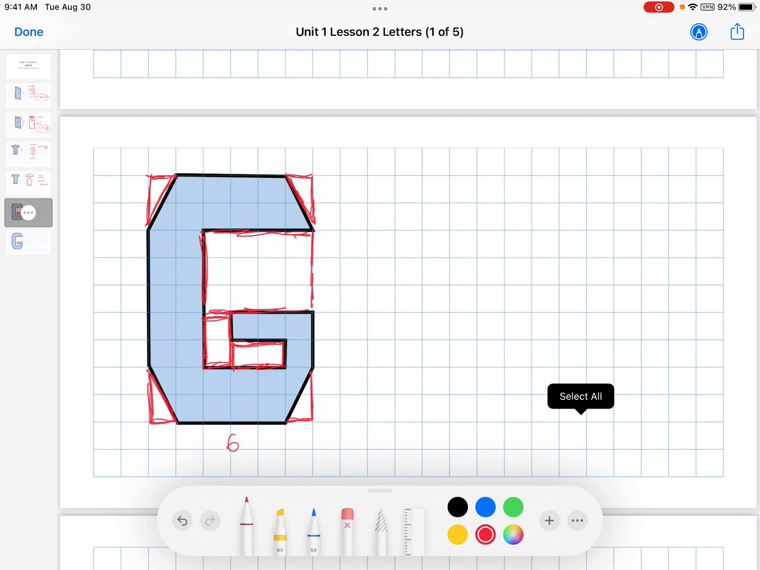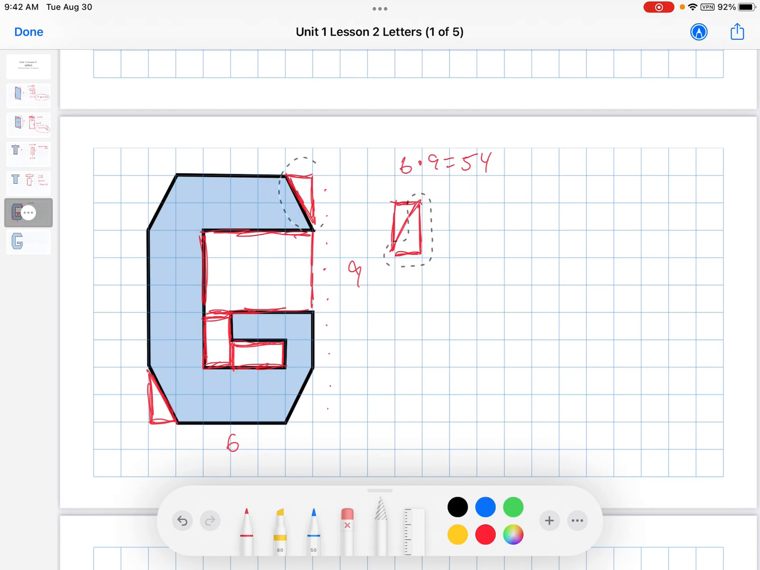It is 6 on this side and 1, 2, 3, 4, 5, 6, 7, 8, 9 on this side. And 6 times 9 is 54. But that included all of those pieces that I added on. And remember, when you add shapes on, you have to subtract them away to get back to the original. So I'm going to take this triangle and put it here. And I'm going to take this triangle and put it up here.